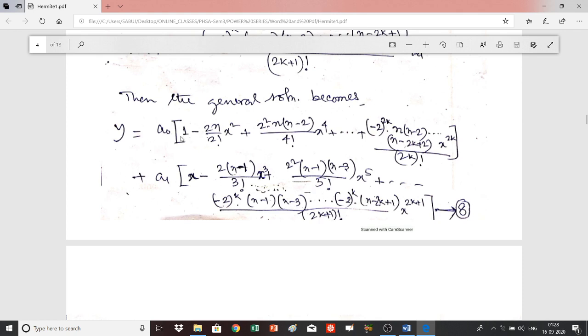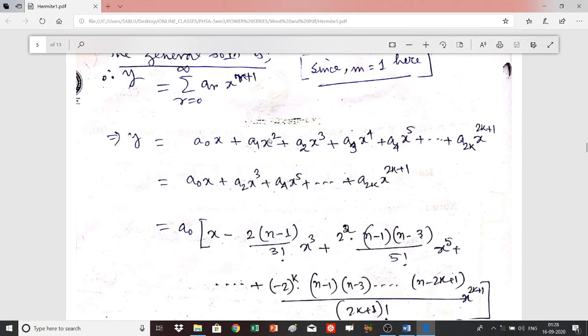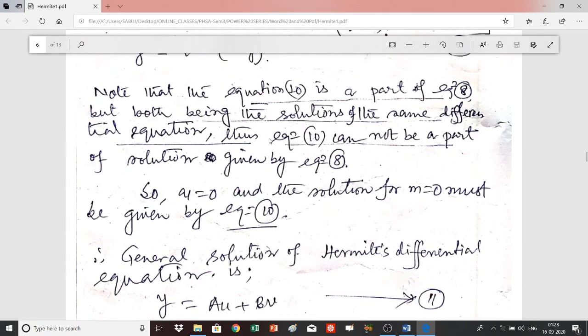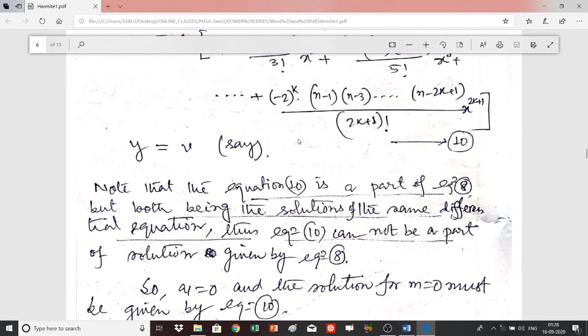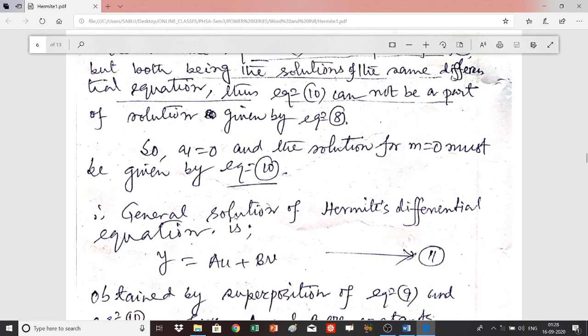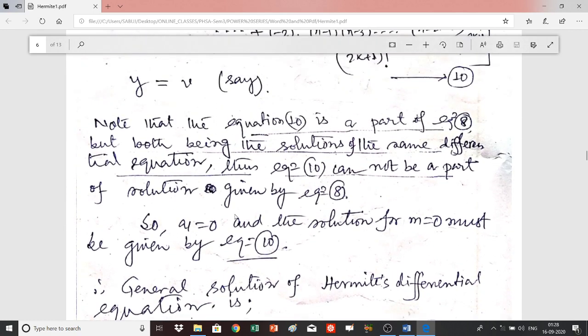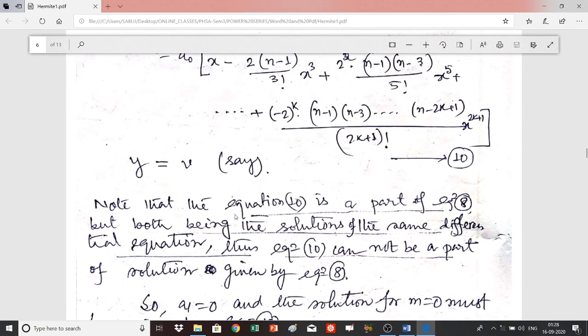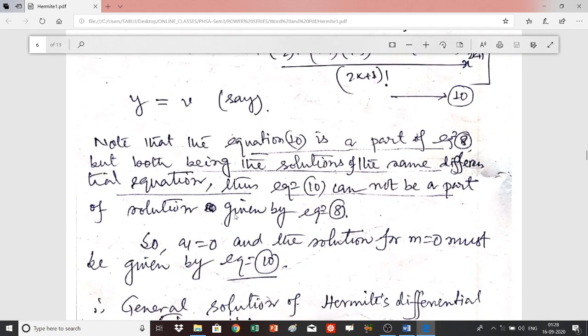So the only term that will be in this case, that is for m equal to 0, is y equal to this first term. This is taken as u, and the solution given in equation 10 is given as v, and these two are independent solutions. Then you have that a1 should be 0, and the general solution will be the linear combination of the solution given by equation 8, except the second term, and equation 10.